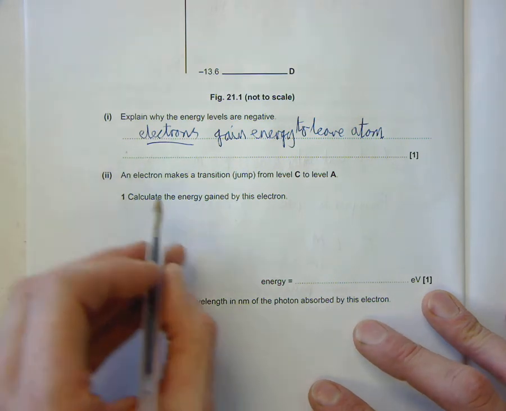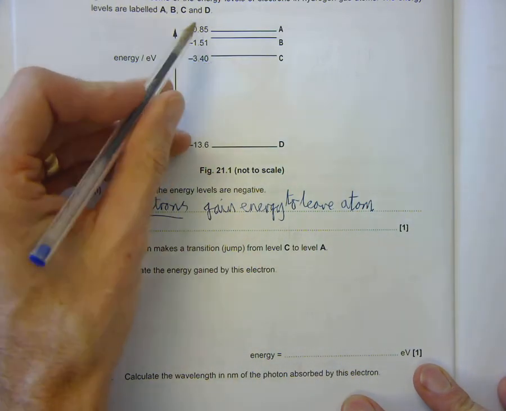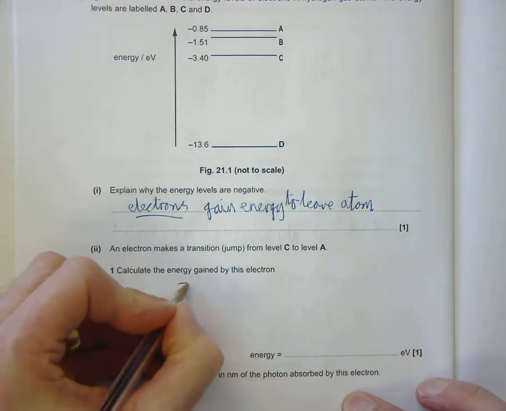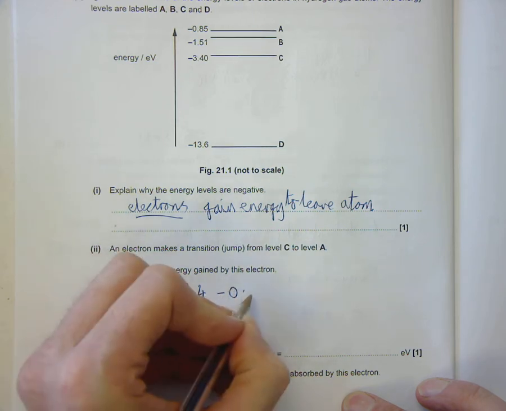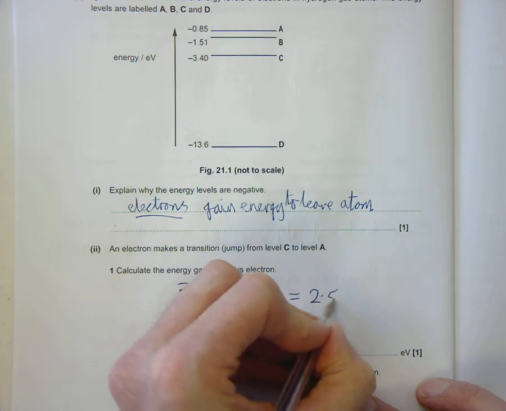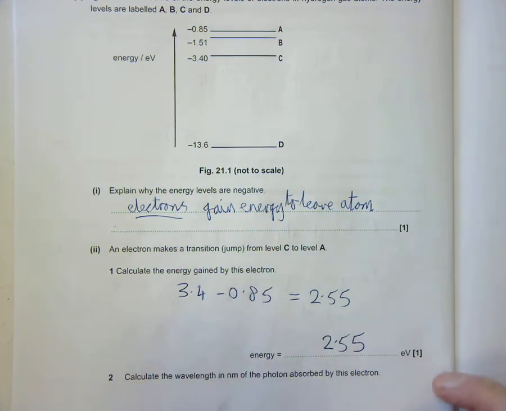Part 2. The electron makes a jump from level C to A. Calculate the energy. Well, that's fairly simple. 3.4, take away 0.85. Yeah, energy gained is 2.55. That's already in electron volts. So there we go, 2.55 electron volts.